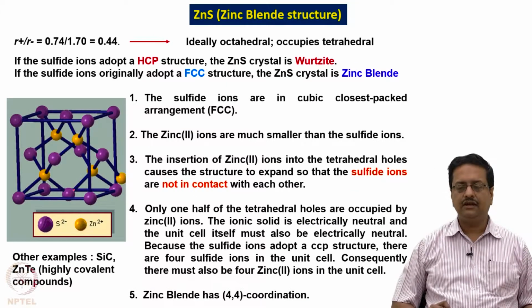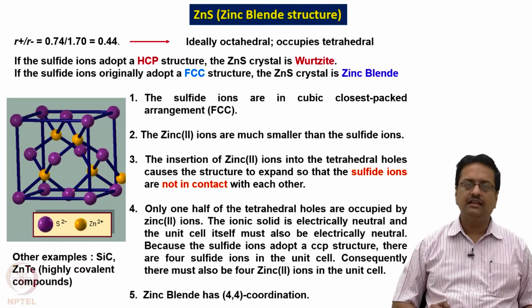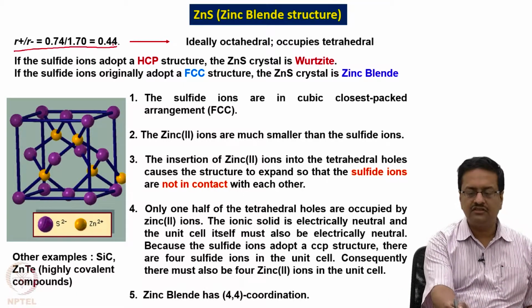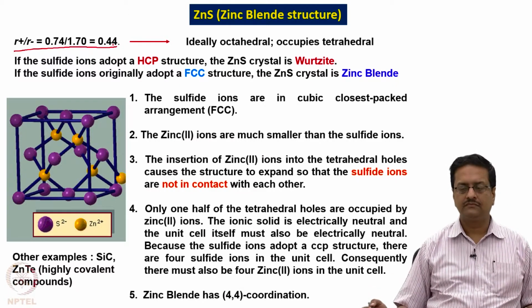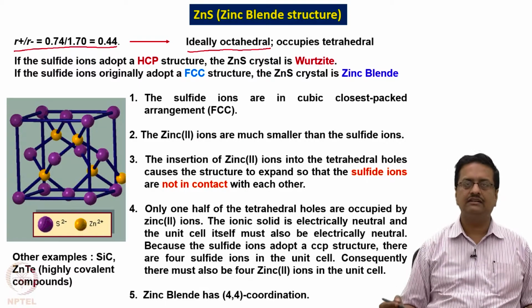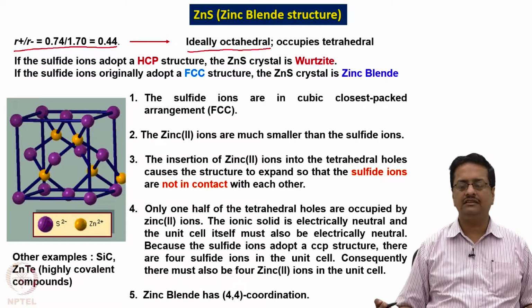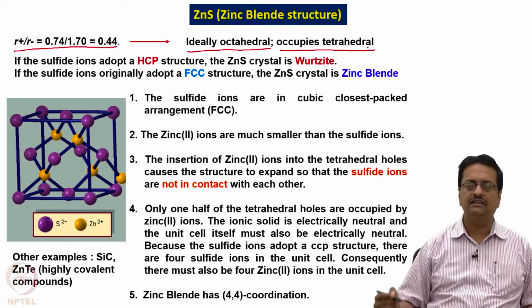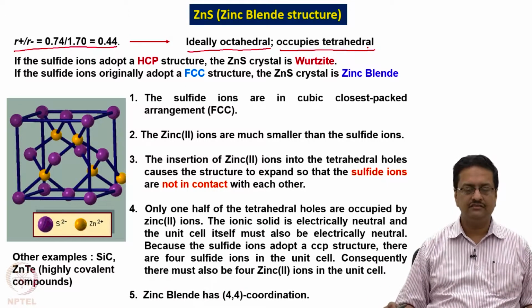Now, let us see what the zinc blende structure, or ZnS structure, is. In the case of the zinc blende structure, the radius ratio is 0.44. So, ideally it should have been that the octahedral sites are occupied by the cations, but in reality the tetrahedral sites are occupied by the cations.